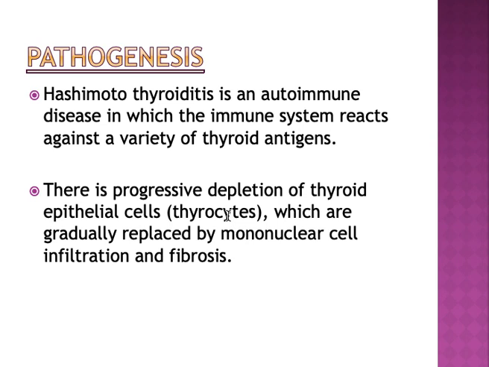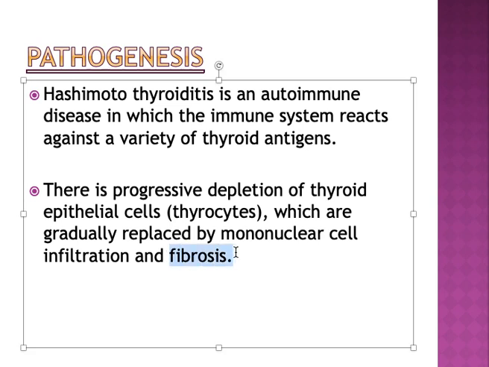Pathogenesis is simply, if you know about immunity, both cellular and humoral immunity play a role. Both of these immunities destroy the thyroid gland, and once the gland is destroyed, or thyrocytes are destroyed, remember, the ultimate result of all chronic inflammations is fibrosis.